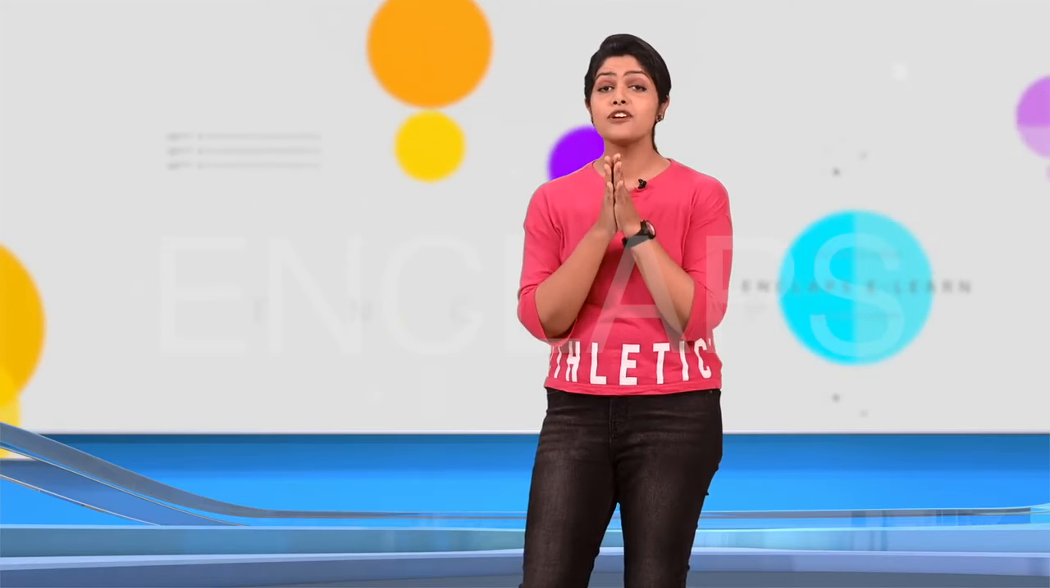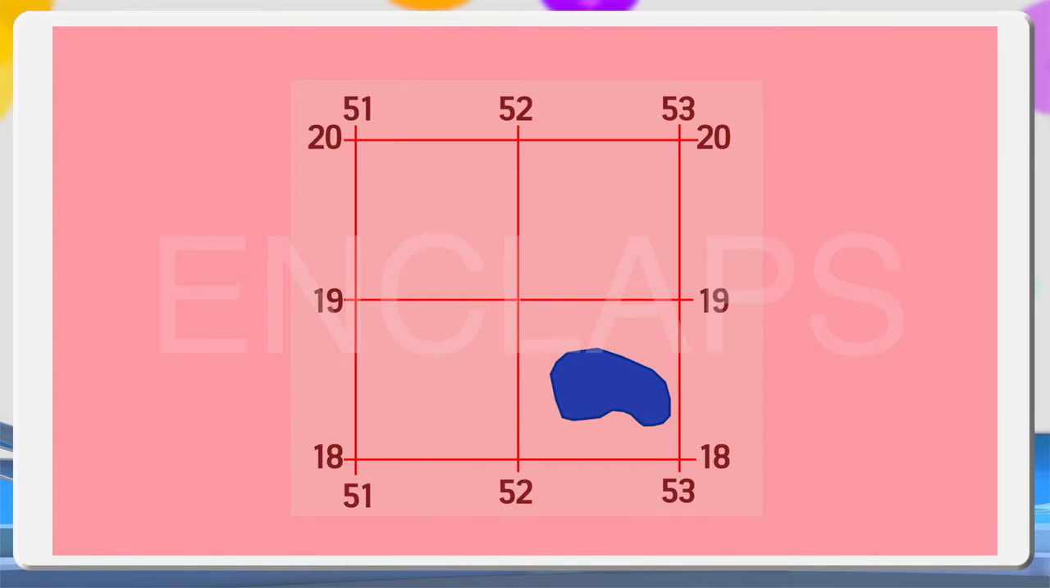First, let's talk about 4-figure grid reference. The polygon feature within the grid is a lake. Let's see how the lake can be located.